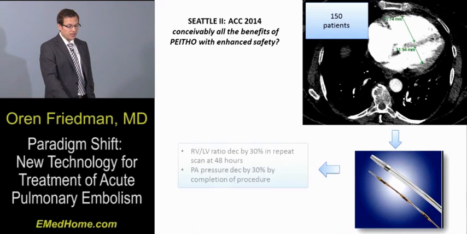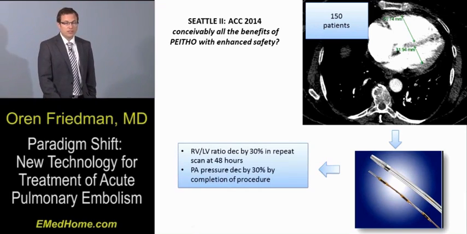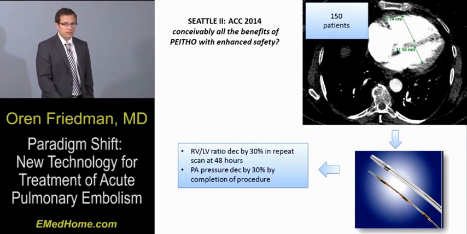They then repeated the CAT scan and looked at the RV to LV ratio, and they were able to find that the RV to LV ratio decreased by 30% at 48 hours in the group that got the ECOS catheter compared to the group that got heparin alone. And the pulmonary artery pressures also decreased by 30% by the completion of the procedure.